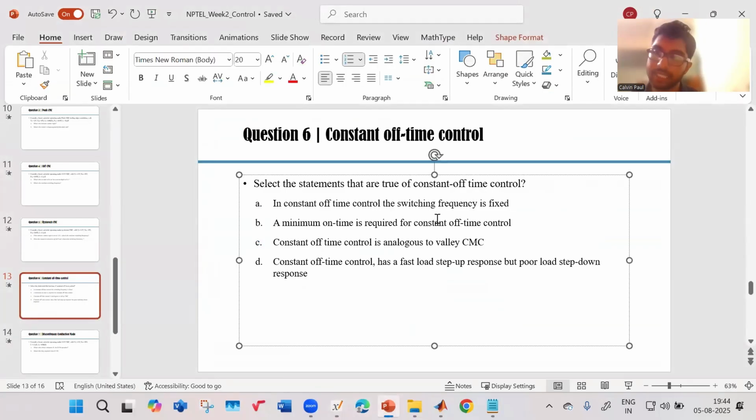Minimum on time is required. Yes, it is required. True. Constant off time control is analogous to valley current mode control. No. This is analogous to peak current mode control because we are controlling the peak of the currents. Right? That is why it is analogous to peak current mode control. Constant off time control has a fast load step up response but poor load step down response. Okay, this I have to explain.